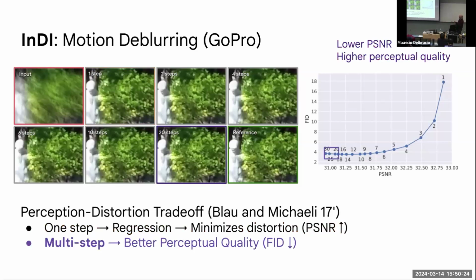As we take more steps, we traverse these curves, and we get into the regime where we have high perceptual quality, lower FID, but we're trading off PSNR. Maybe you are already familiar with this perception distortion trade-off. This is a very nice work by Blau and Michaeli, who present this in a theoretical framework. They show that there is this trade-off. You cannot actually minimize the two together. And with InDI, by setting the number of steps, we can traverse this compromise.